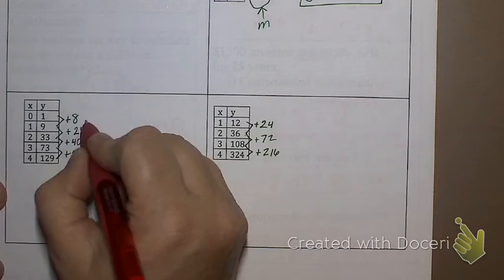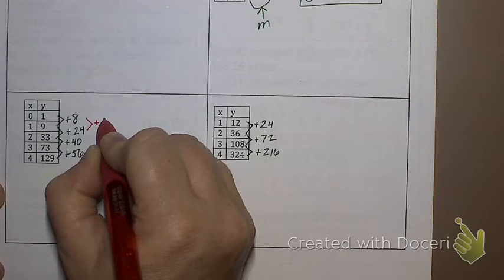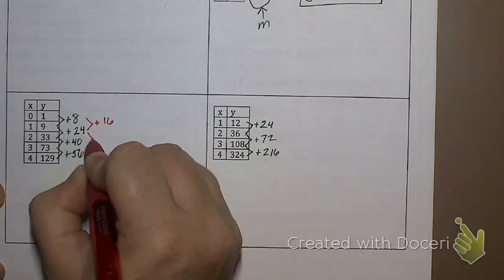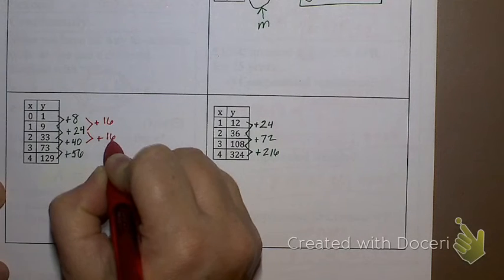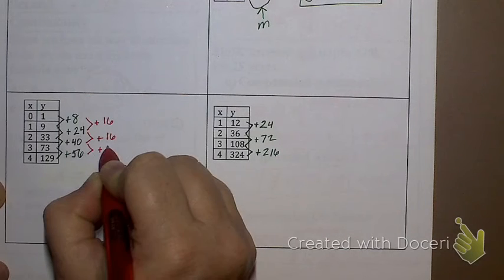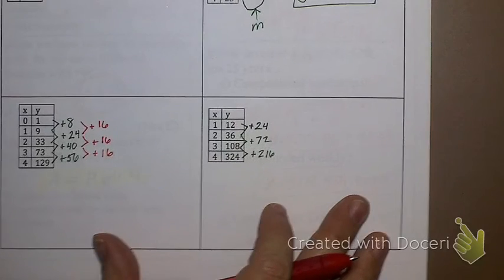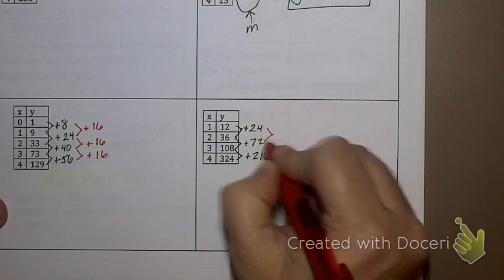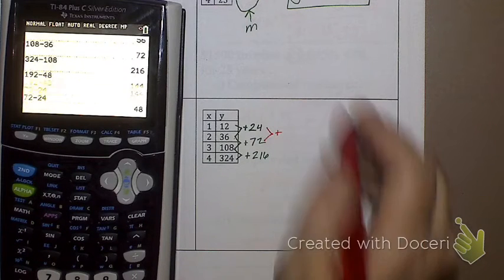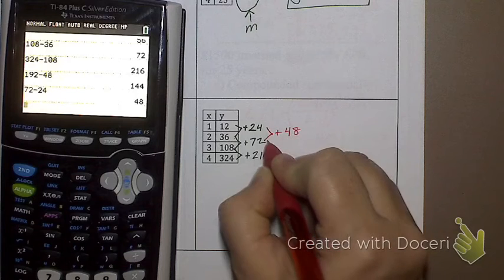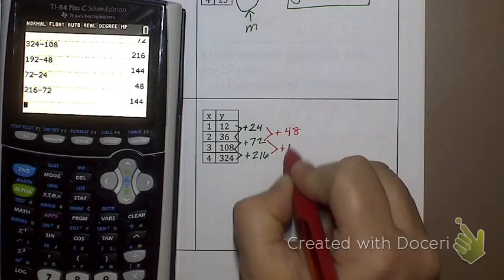Let's go down here. How do you get from 8 to 24? Add 16. How do you get from 24 to 40? Add 16. How do you get from 40 to 56? Add 16. Interesting. How do you get from 24 to 72? You add 48. How do you get from 72 to 216? You add 144.